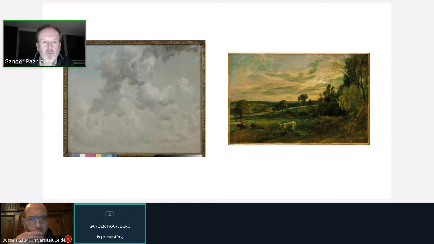And for example, on the left, we can see a cloud study by Constable, and on the right, there is a painting, a sunset painting. It's called Sunset by Constable from the V&A. So this type of paintings we will show in the exhibition next year, to also give an idea of Constable taking it a step further.